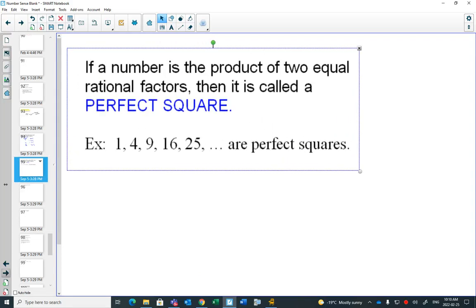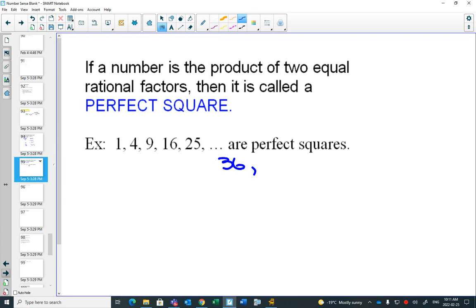So there is the list of the first whole number perfect squares. Can you tell me what the next 3 are after 25? 36, then 49, then 64. Because this is 6 times 6, 7 times 7, 8 times 8.